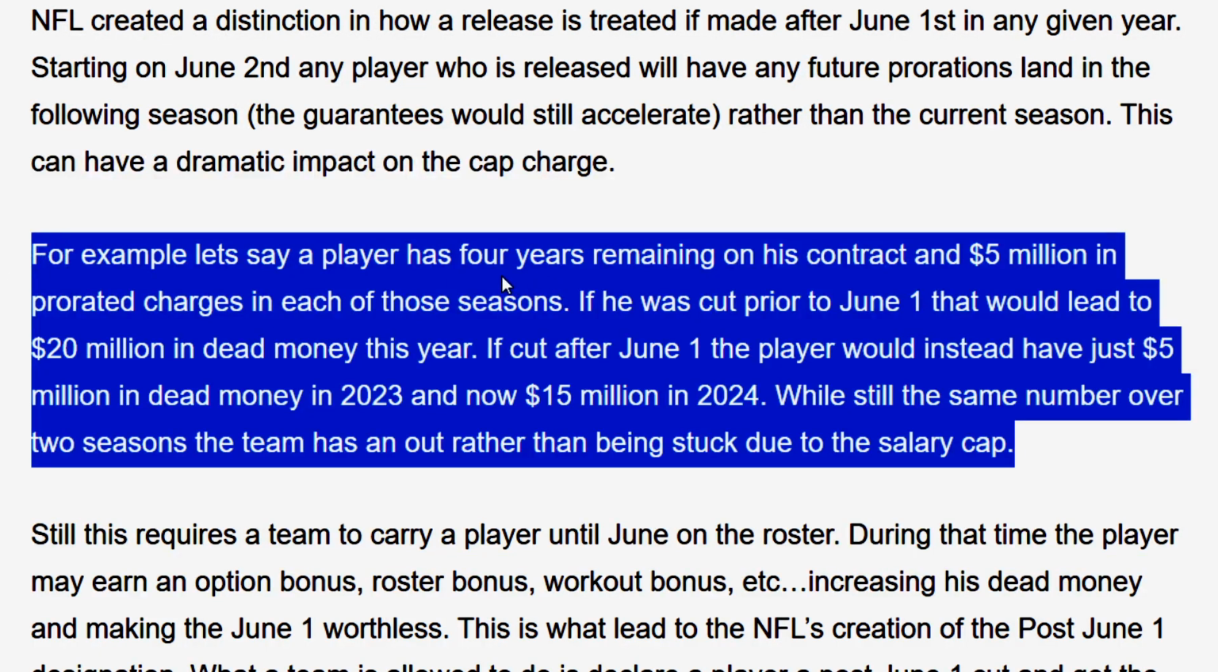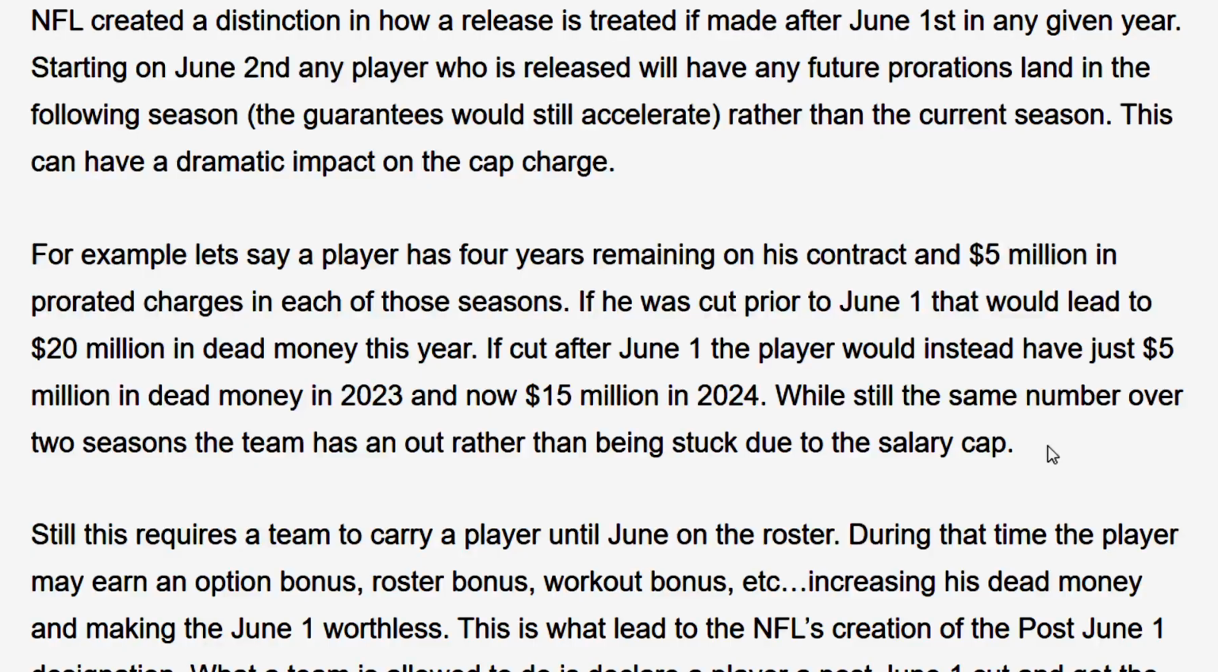For example, let's say a player has 4 years remaining on his contract and $5 million in prorated charges in each of those seasons. If he was cut prior to June 1st, that would lead to $20 million in dead money this year. If cut post June 1st, the player would instead just have $5 million in dead cap in 2023 and $15 million in 2024, while the same number is spread over 2 seasons, so the team isn't stuck due to the salary cap.